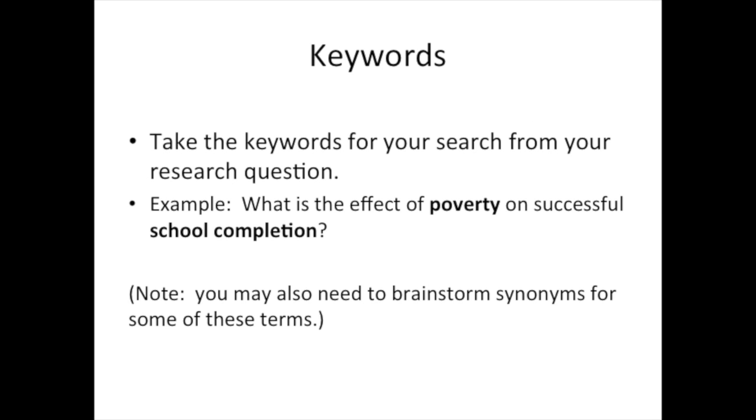Let's talk about keywords for just another minute. As I mentioned before, you should use just the important words related to your topic. Using this example, what is the effect of poverty on successful school completion? Which words could we use as keywords? As a first search, you might try poverty and school. If that yields too many results, you could add the keyword completion. Sometimes you may have to think of other synonyms. In this example, I might use graduation instead of completion so that my search would be poverty and school and graduation.